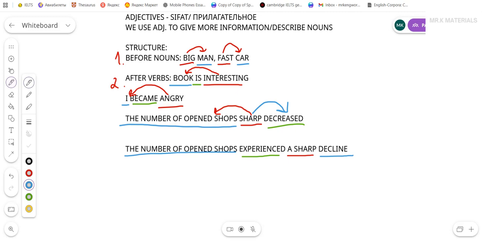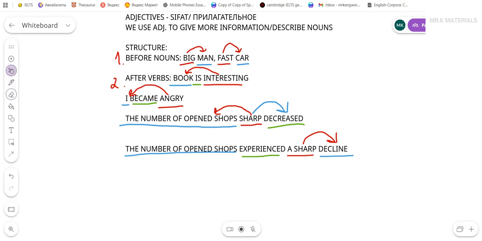Now let's try to see what makes sense here. As I said, if you just look at the structure, you may think that sharp is describing this. But this is not the case. Right now, it's describing decline because decline now has become a noun. Experience a sharp decline. We'll remove this simply because hopefully you understand the meaning of the sentence. But I can also prove grammatically.